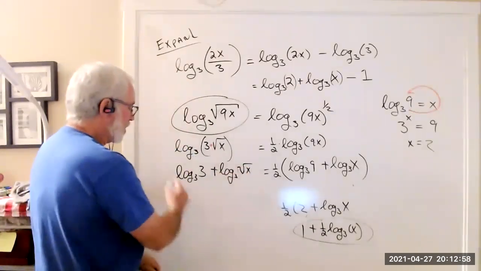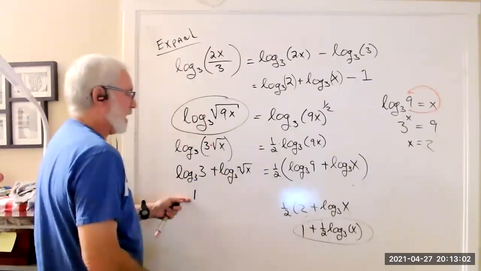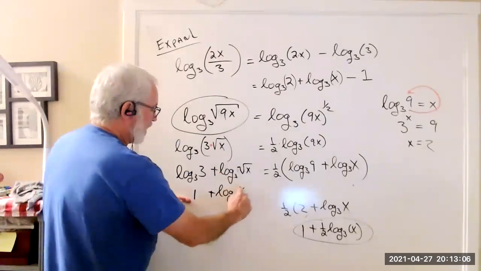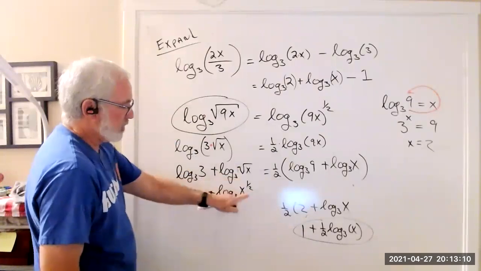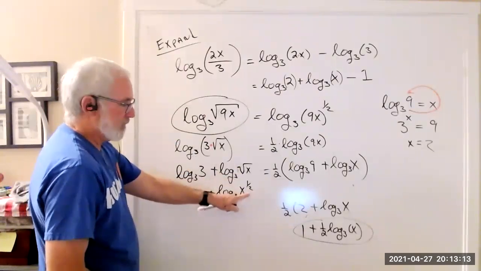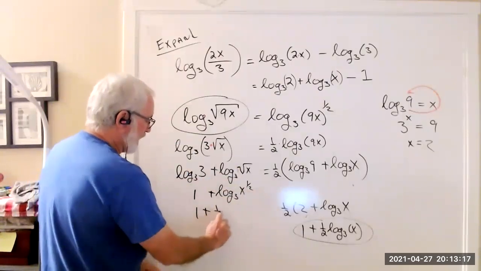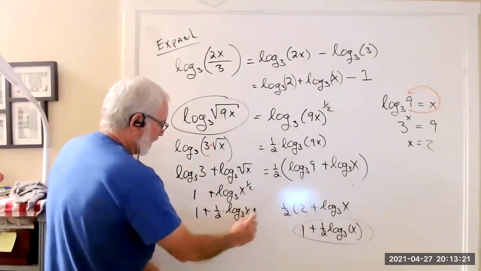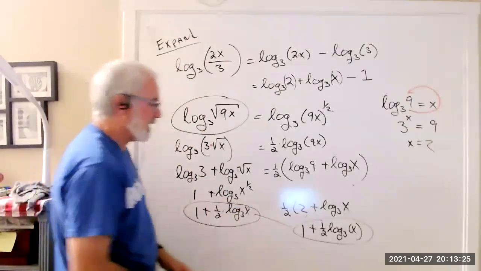But the log base 3 of 3 is 1, which is what we had, plus the log base 3 of x to the 1/2 power, because the square root is the half power. And then you can move the half power in front. So 1 plus half times log base 3 of x. And so you notice we got the same exact answer.